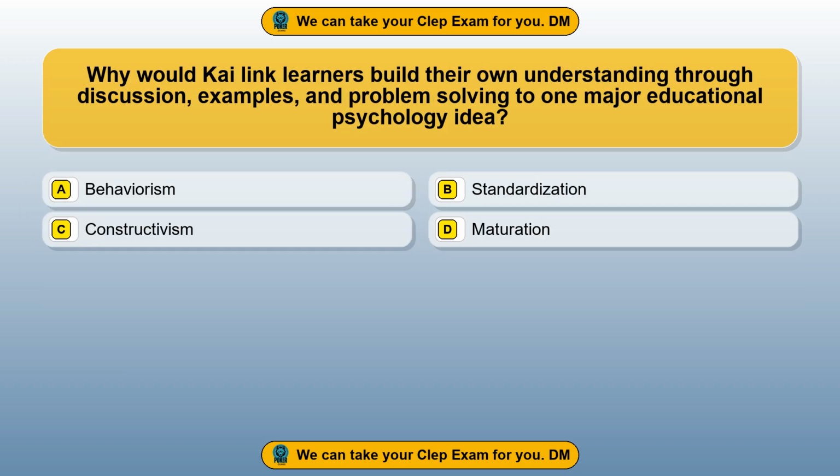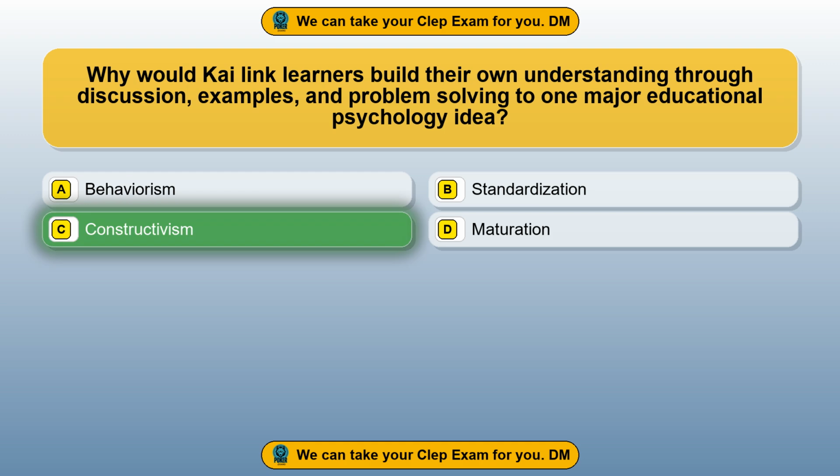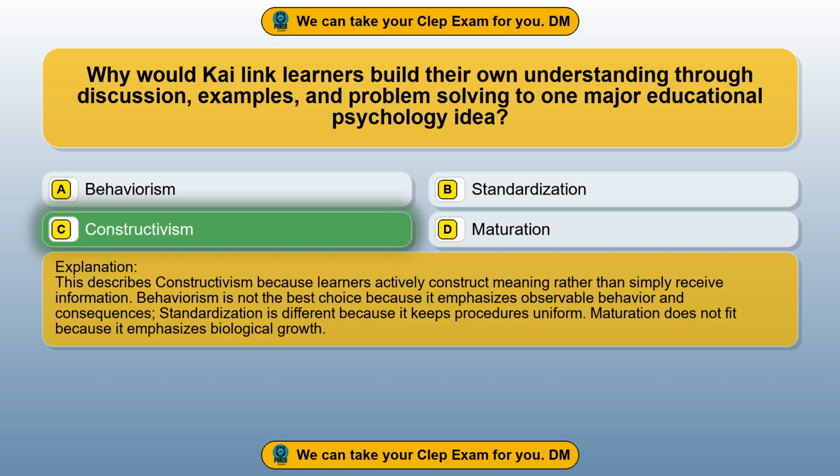Question 46. Why would Kai link learners build their own understanding through discussion, examples, and problem solving to one major educational psychology idea? Option A, behaviorism. Option B, standardization. Option C, constructivism. Option D, maturation. The correct answer is option C. Constructivism. This describes constructivism because learners actively construct meaning rather than simply receive information.